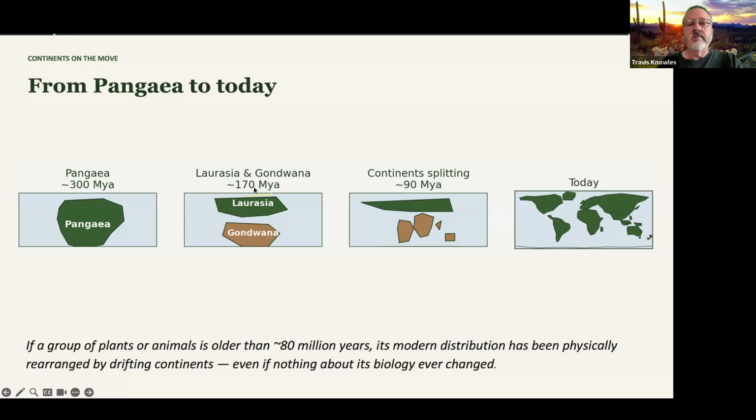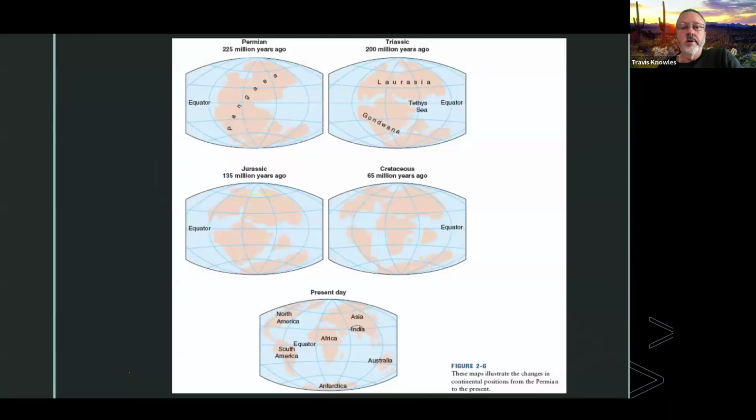Then by about 170 million years ago, Pangaea split apart into a great northern landmass called Laurasia and a southern landmass called Gondwana. And then those continents continued to break and split by about 90 million years ago and move around until they reach their current positions that we see on the right here today. So plants and animals have been carried along and split apart over long periods of time on these moving continents. And that explains a lot about the distribution of things we see today.